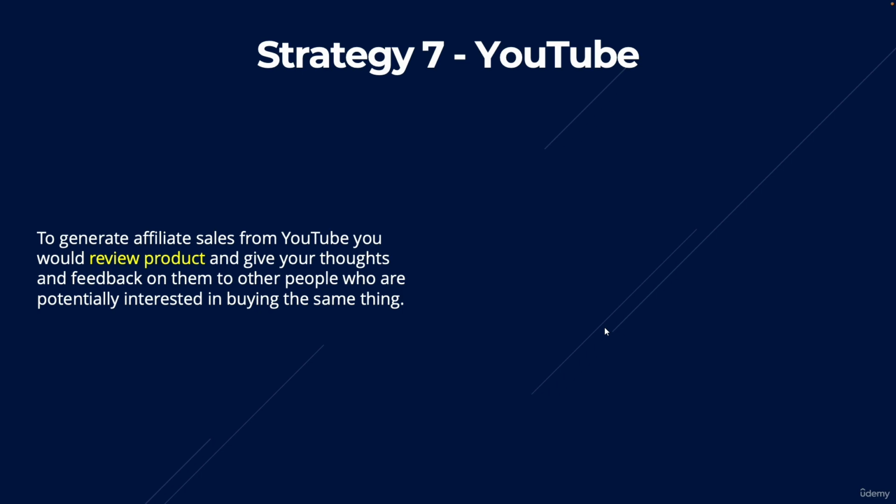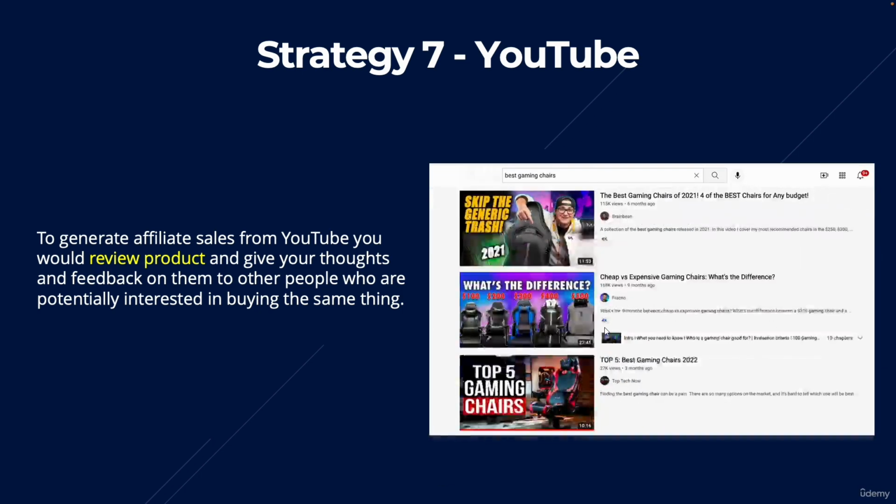And then you would include an affiliate link in the description of the video, which is how you'd make your money. So here's another example. If you go over to YouTube and type in the same keyword, best gaming chairs, you can see we have 3 videos right here at the top.